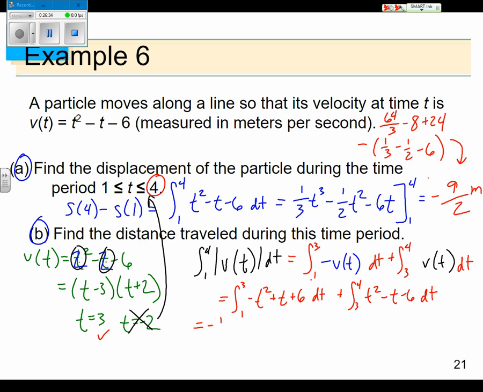So I got negative 1/3 t cubed. We're just raising the exponent by 1, throwing it over the new exponent. That's a 2 right there. So this part of the problem, I'm wanting to evaluate from 1 to 3. And now I'll make it so whenever I was moving in this negative direction, it'll count positive for me. Okay?